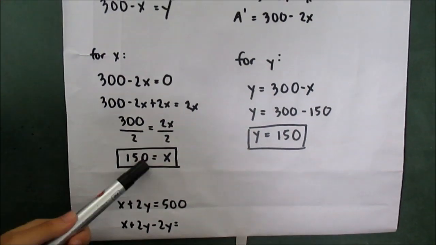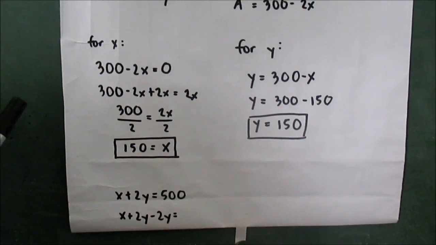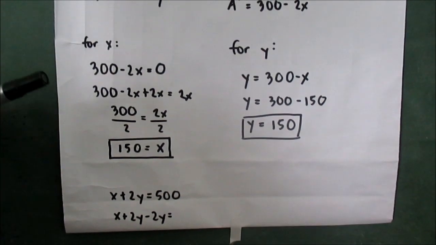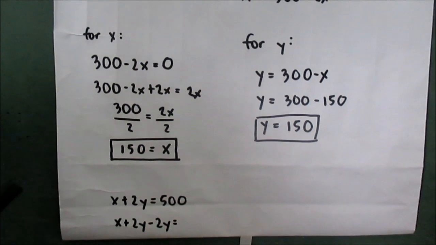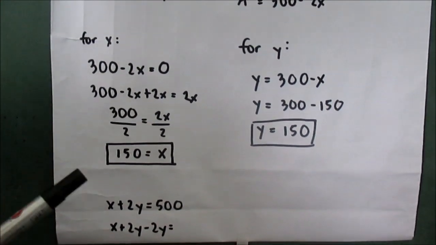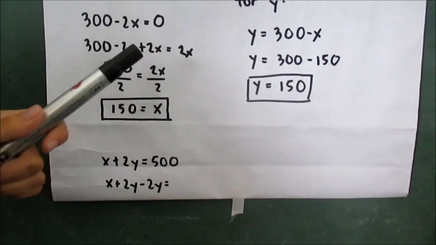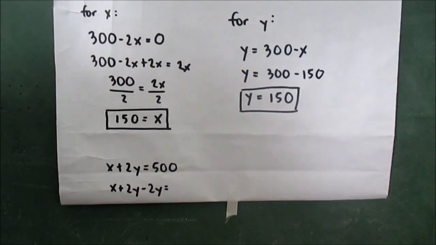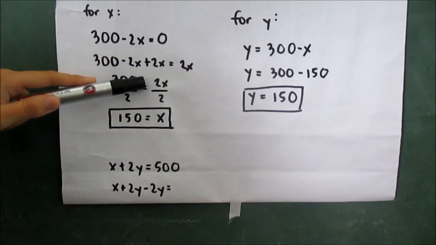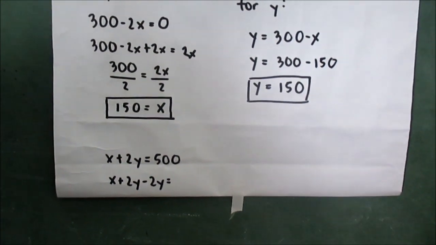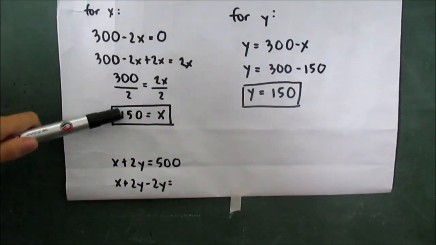So to get the x, we will add each side by positive 2. So we are left with 300 and 2x. Next is we will divide each term by 2. So 300 divided by 2 is 150, then 2x divided by 2 is x. So our x is 150.